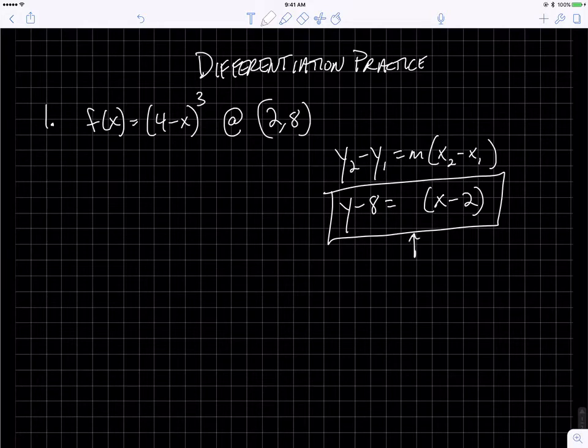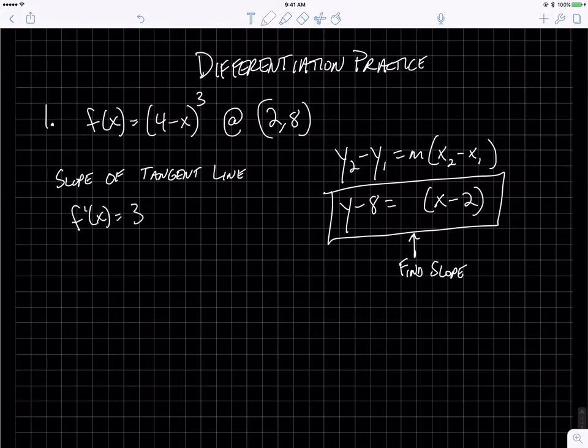I just need to go find the slope of the tangent line. To find the slope of the tangent line, I need the derivative. This is chain rule. The 3 comes down. Recopy the base. Reduce the power by 1 times the derivative of the inner function. Then I'm going to plug in the point at which we are tangent, the x-coordinate, and that will tell me the slope of that particular tangent line.